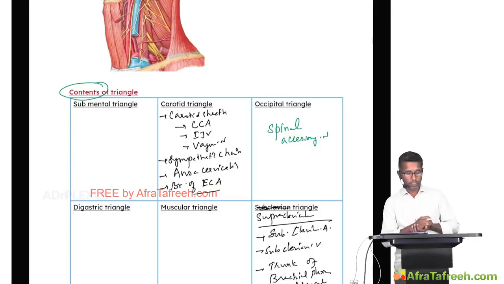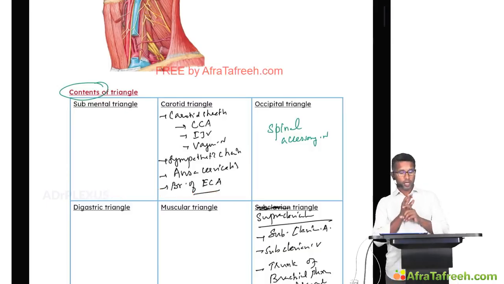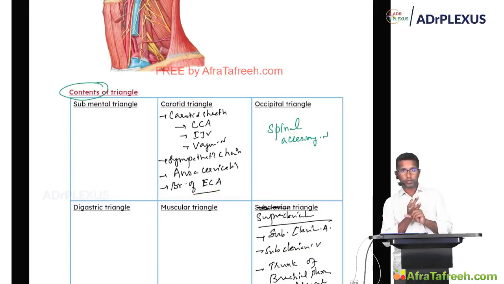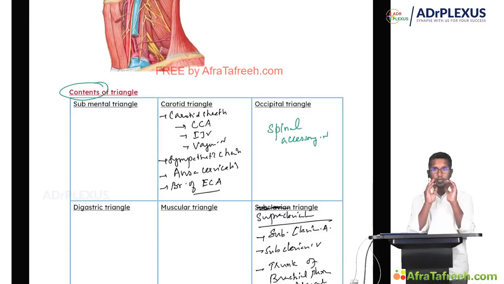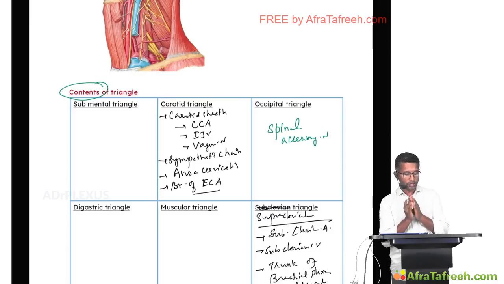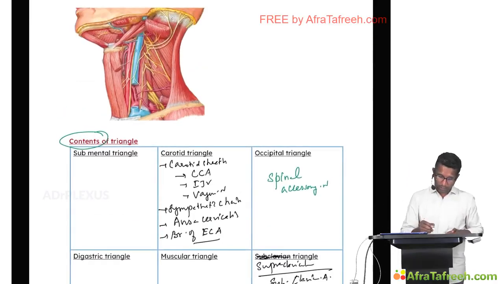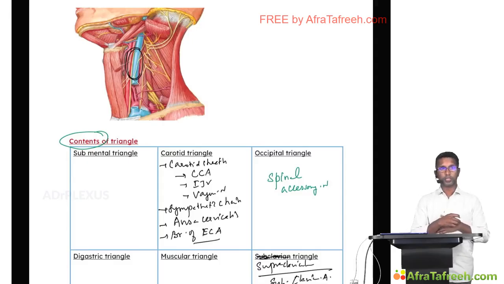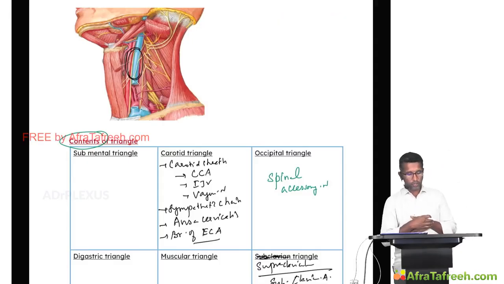So the carotid triangle is very, very important. The common carotid artery is seen, the internal jugular vein is seen, the vagus nerve is seen. All these are enclosed in a sheath. This sheath is called the carotid sheath. You can see all those structures here.